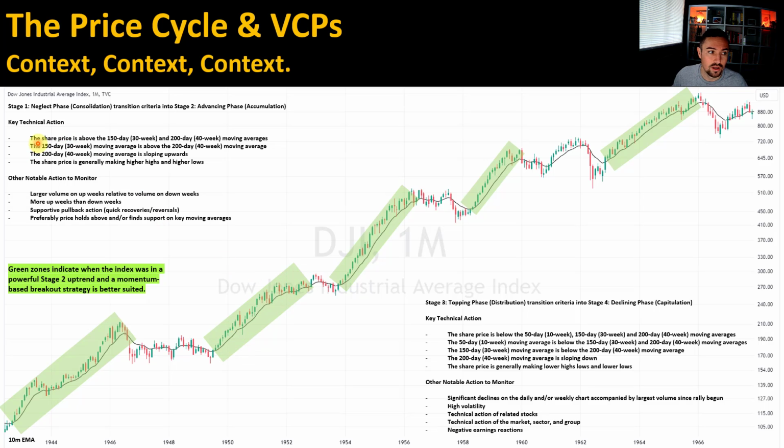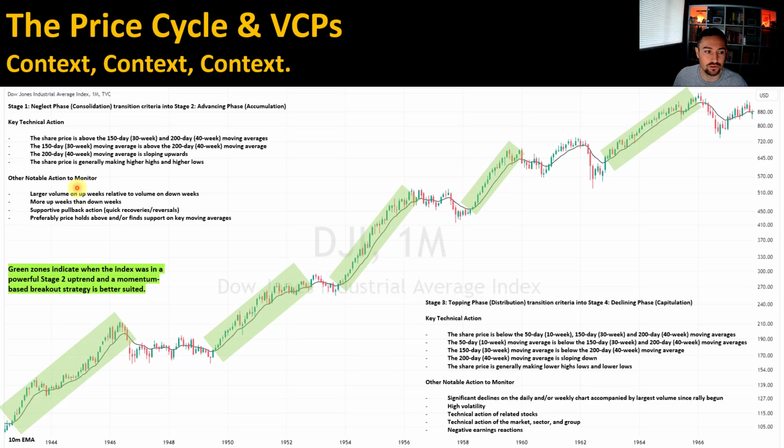Well, you're looking for the share price above the 150-day moving average and the 200-day moving average. The 150-day, so this is a 30-week moving average, is above the 200-day moving average, being the 40-week moving average. The 200-day moving average is sloping upwards. The share price is generally making higher highs and higher lows, the definition of an uptrend, right?